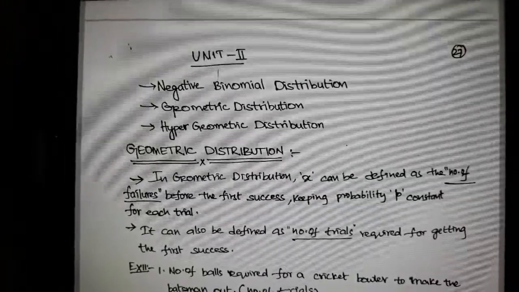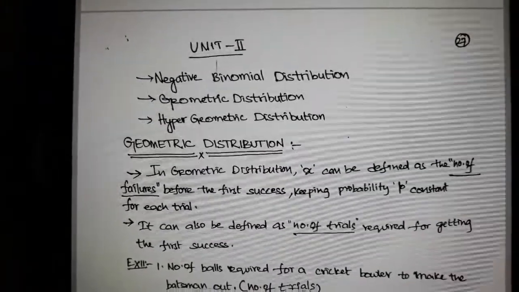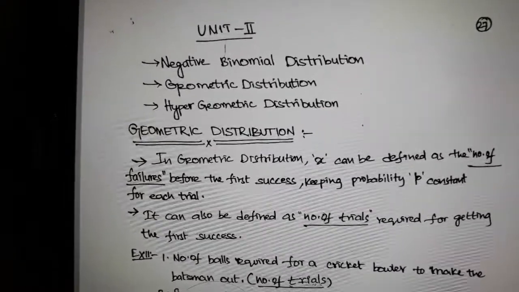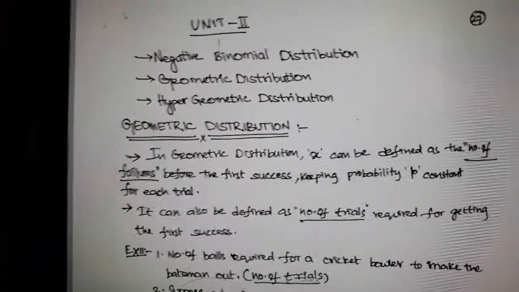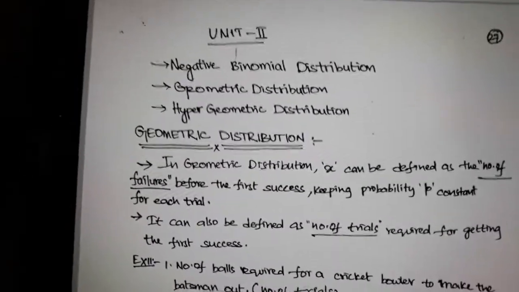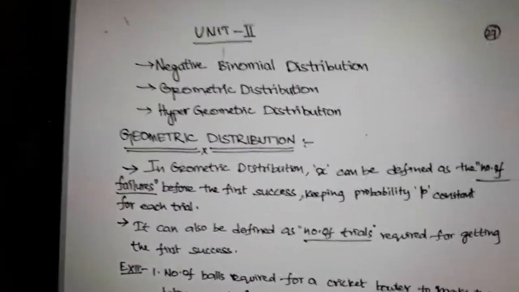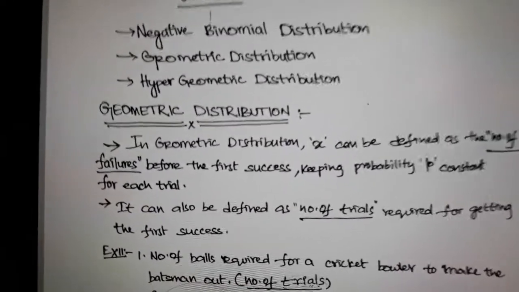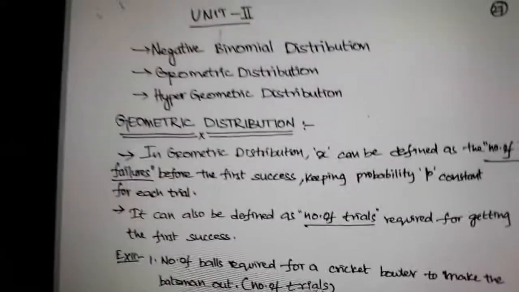Hello students, today we discuss the revision of Unit 2. Unit 2 consists of the negative binomial distribution, geometric distribution and hypergeometric distribution. These are continuity concepts of Unit 1, like the binomial and Poisson distributions. Almost all the distributions are extensions of the binomial and Poisson distributions only.